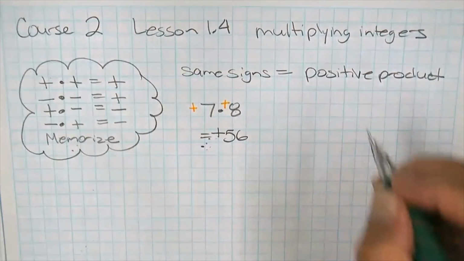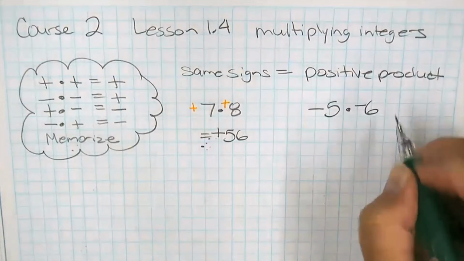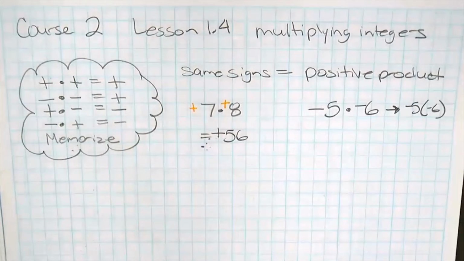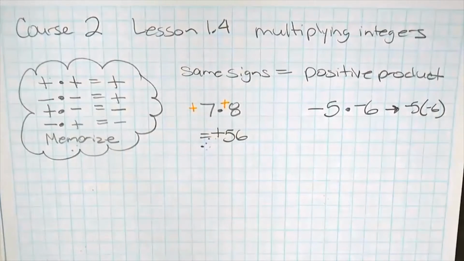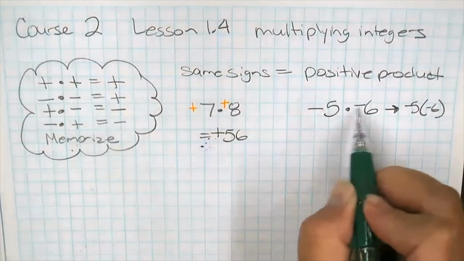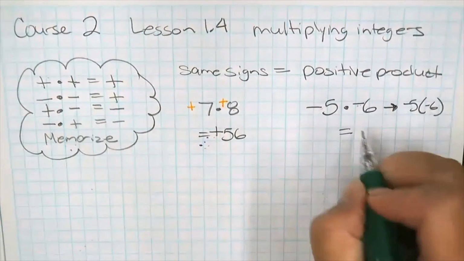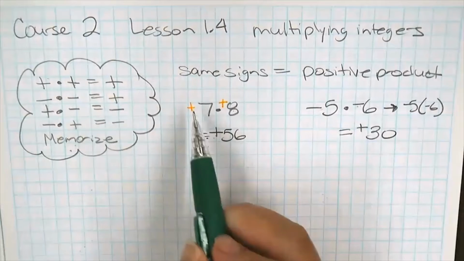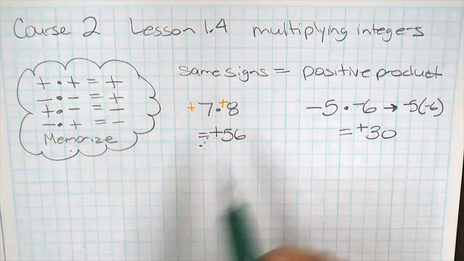And the same is true of negatives. Negative 5 times negative 6. It could also look like this, negative 5 times negative 6 with parentheses. Both of these are the same thing. So I have a negative times a negative. My signs are the same, so my product is going to be positive 30. So if the signs are the same, your product is going to be positive.